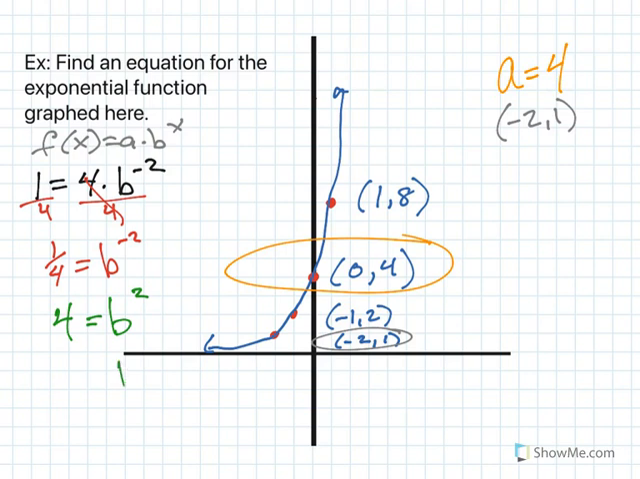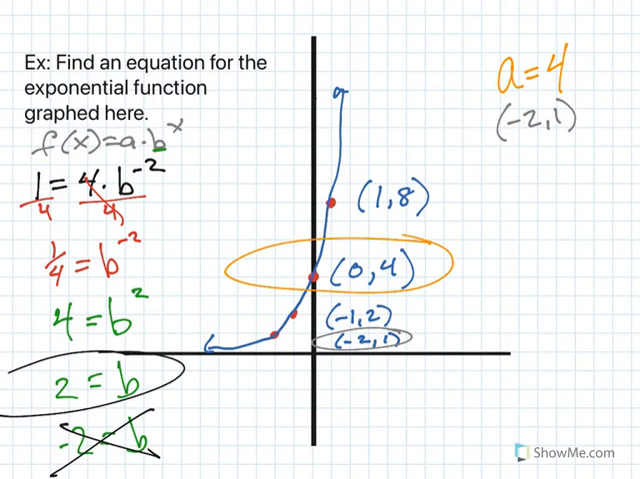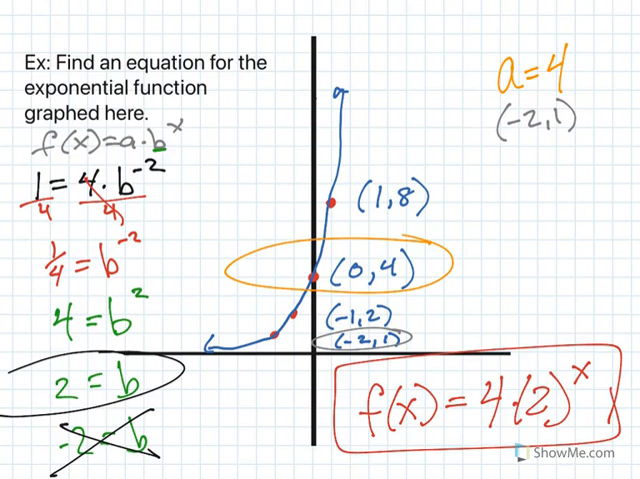This is exciting. So I know that b is either 2 or b is -2 based off of this. However, in an exponential function, b must be positive. It's a growth factor. So -2 is not an option. My b value is 2. So the function for this is f of x equals 4 times 2 raised to the x, the exponential function for this graph.